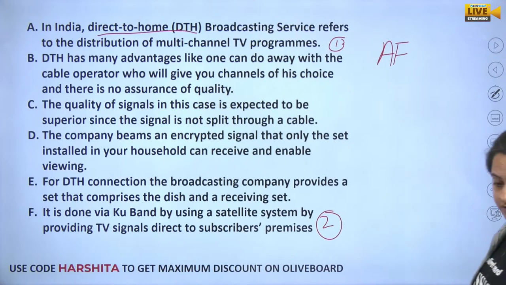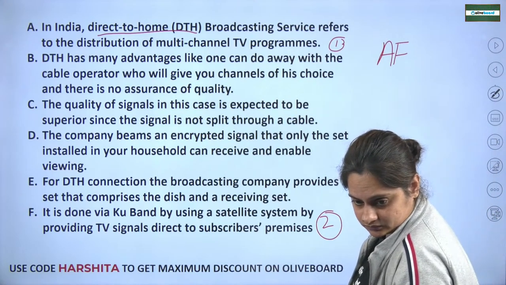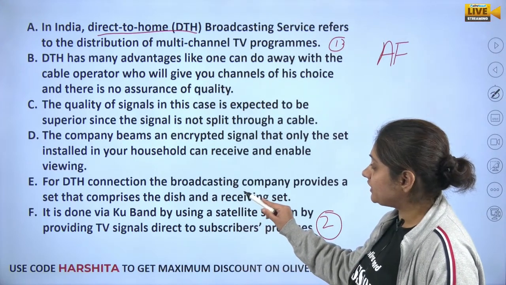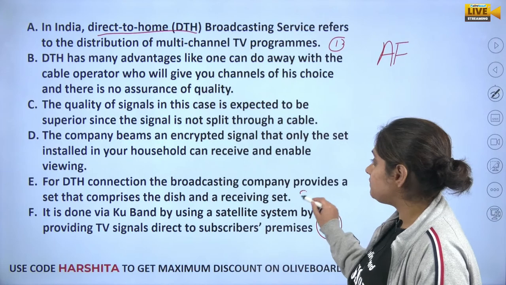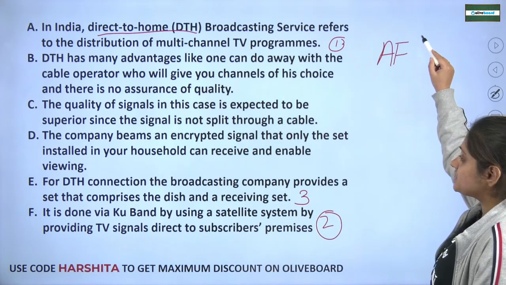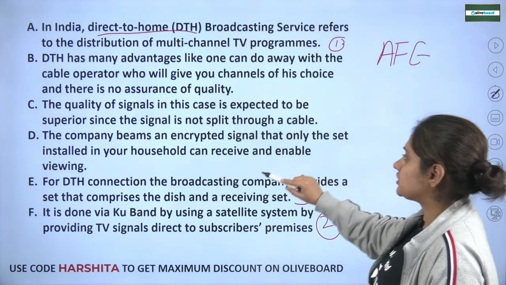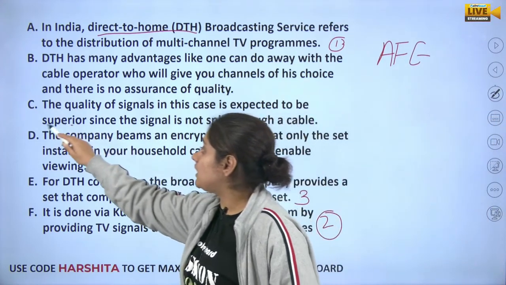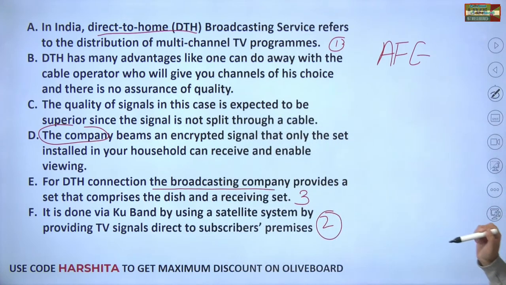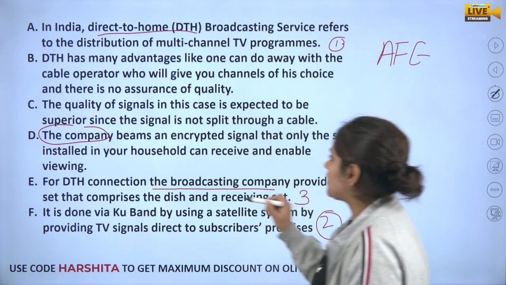Now, you are introducing the company. So, how are you introducing the company here? For DTH connection, the broadcasting company provides a set that comprises the dish and a receiving set. You know, you are introducing, the company provides. Then, whenever you have mentioned the name of the company, you can directly mention the company also. You can use the article the to refer to it. So, you can say the company beams.